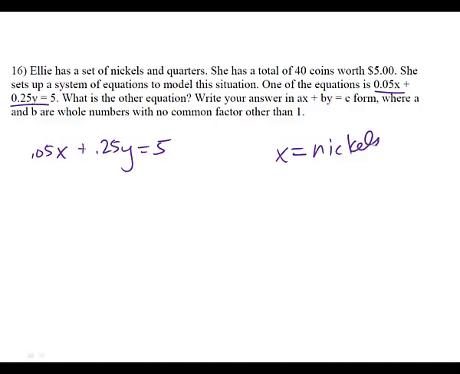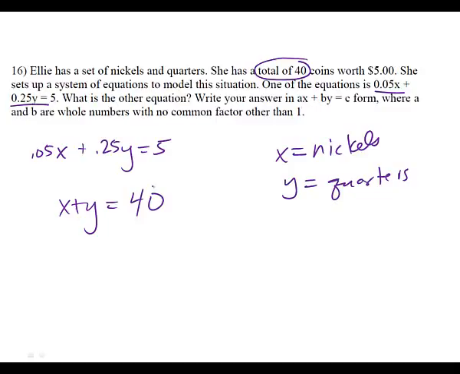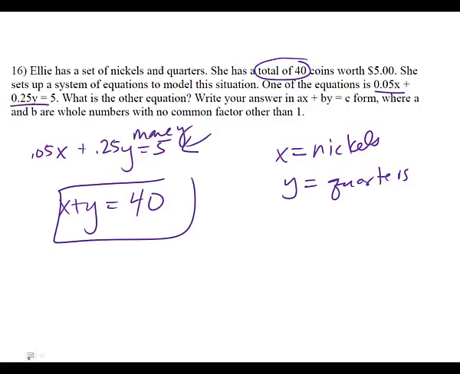Nickels, right? And the y is representing quarters, okay, according to what they've set up in the problem. They've already given me the money equation. All we need is the total equation, okay? So how would you write the total equation? x plus y equals 40. Because this has already taken care of the money, right? This one was your money. So all you had to do was write the second equation. Done. That one was pretty easy, wasn't it?